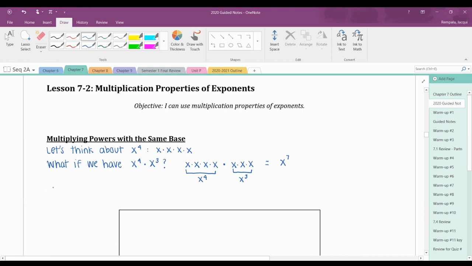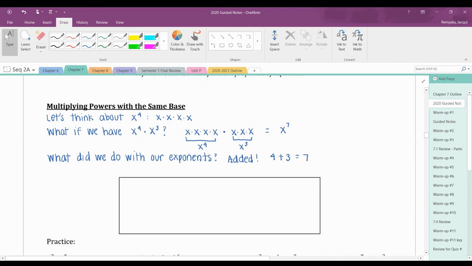So the question is, what did we do with our exponents? Hopefully you're all screaming the answer at the screen right now. We added. Notice that 4 was the amount of x's in the first one, 3 was in the second, and that became 7 as a total. So the fact that they have the same base being multiplied together meant that we added our exponents. That's the definition that I'm about to write.